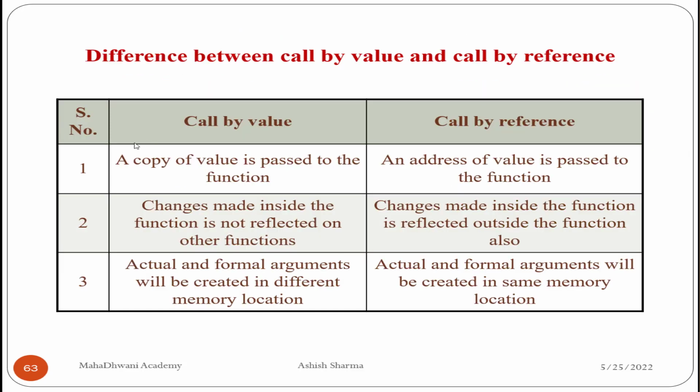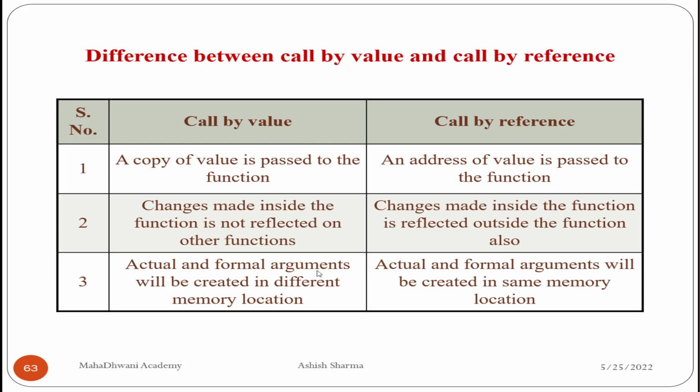Now what is the difference between call by value and call by reference? We should see here. In call by value, a copy of the value is passed to the function, as I told you. In call by reference, the address of a value is passed to the function. That is the first difference. Second, in call by value, changes made inside the function are not reflected outside the function. In call by reference, changes made inside the function are reflected outside the function also.